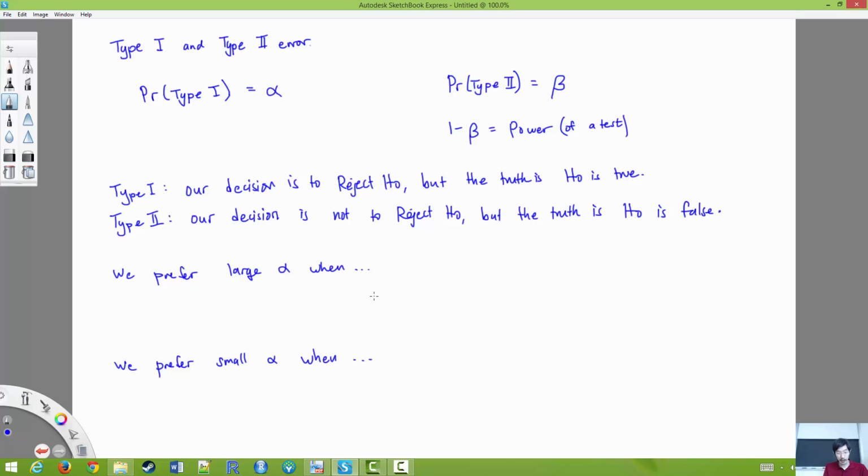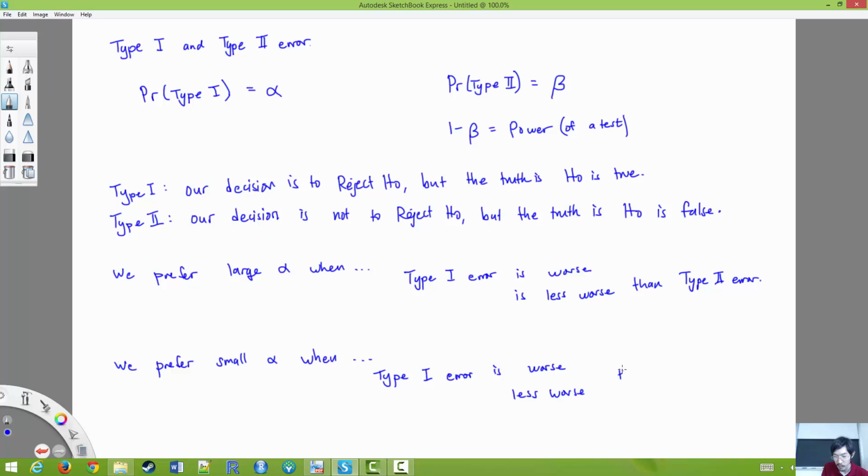Okay, so I guess your answer choices here would be: type 1 error is worse or is less worse than type 2 error. And over here we would write type 1 error is worse or less worse. Okay, so I'll give you a moment to think. We prefer a large alpha when type 1 is worse or less worse, and we prefer a small alpha when type 1 is worse or less worse.